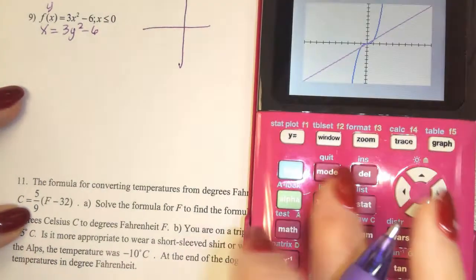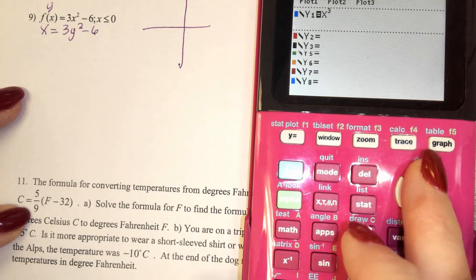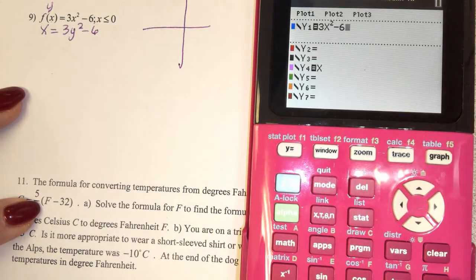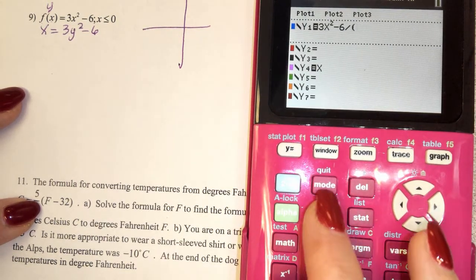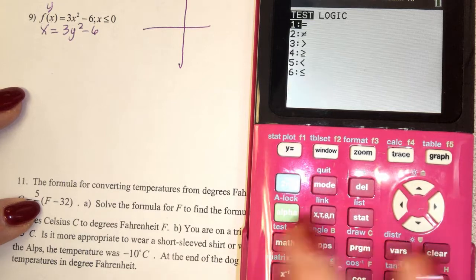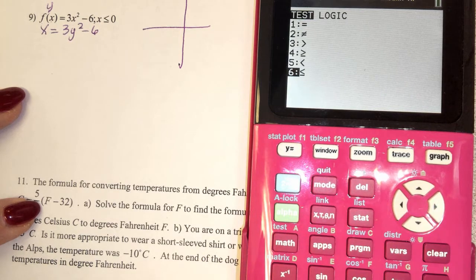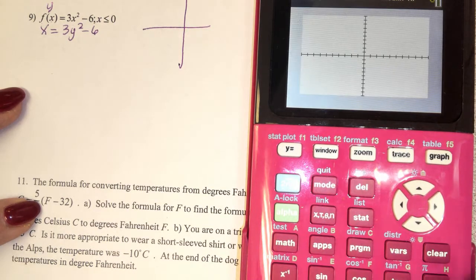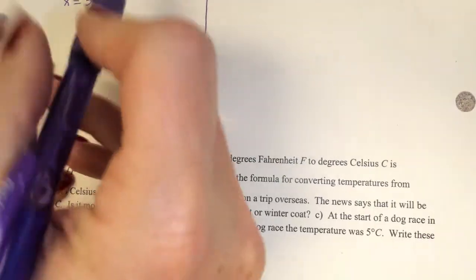Let's look at it on the calculator to start with. So I'm graphing 3x squared minus 6, but divide it up and only graph it when x is less than or equal to 0. And so here's what we're looking at now. And I'm trying to find the inverse. All right, so let's go with it now.